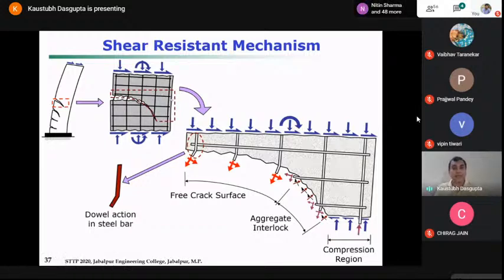So in the in-plane direction, whenever you have this crack, the number of vertical bars going into dowel action becomes very important. These actually help in getting the guideline of how much ductility this cracked section can generate.